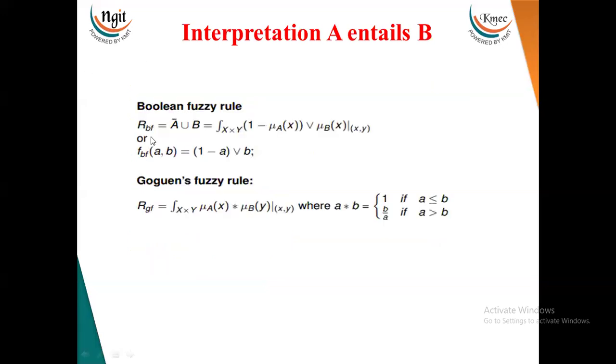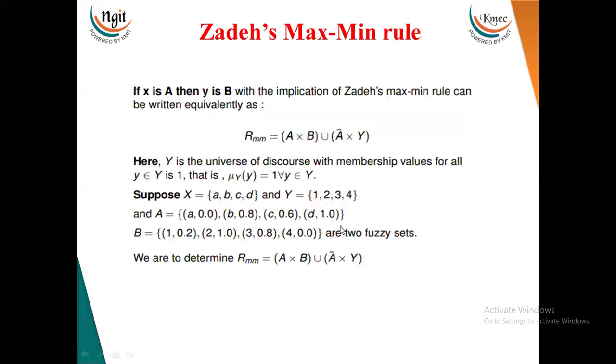Boolean fuzzy rule. The Boolean fuzzy rule is 1 minus a, V b, where V means or. So 1 minus a: you subtract the a value from 1 and calculate the maximum with b. Here, or means you have to go for the maximum value. Then the Gaussian fuzzy rule: you calculate the product of A into B if A is less than or equal to B, and B by A if A is greater than B. So this you have to remember. These are the various rules which we can implement on fuzzy sets in order to calculate the implication.